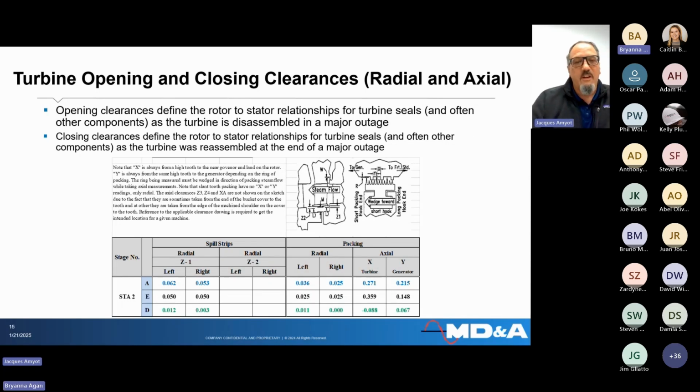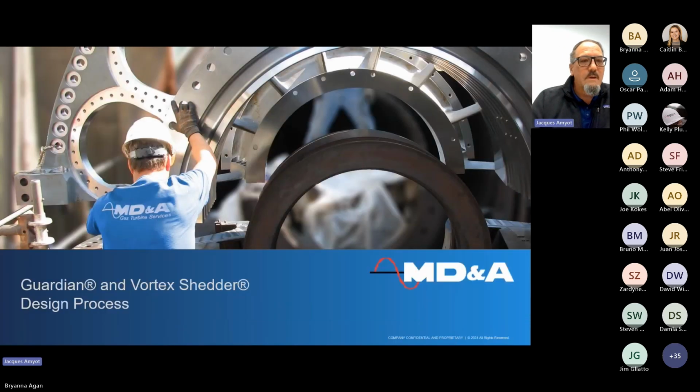For the purposes of our discussion, opening clearances are actually a little more important, but closing clearances are also important because sometimes rub conditions... you don't always replace seals every outage. Sometimes rub conditions occurred in a prior outage and were corrected, and it's important for us to try to weed that out when we're doing our clearance analysis.